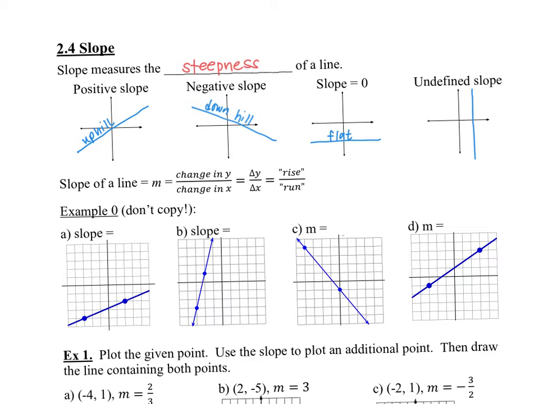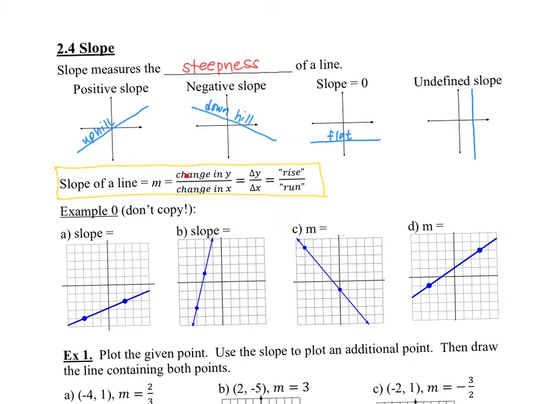To measure the slope of a line, we do the change in y over the change in x. So how far up it is over how far to the side it goes. There's a couple ways to express this. First, the slope of a line is usually represented with the variable m.